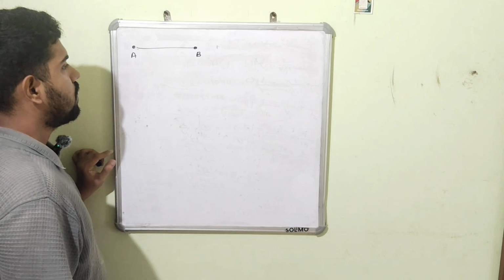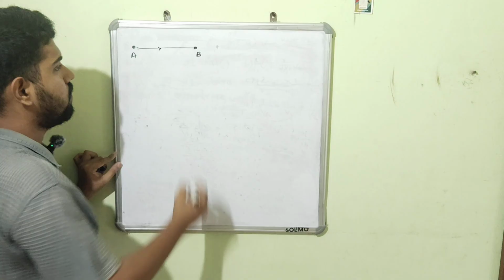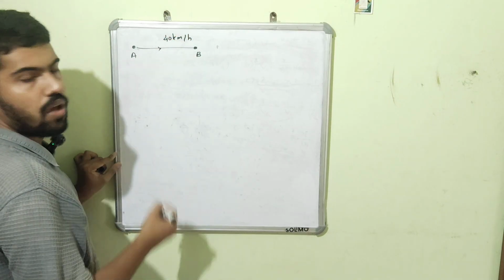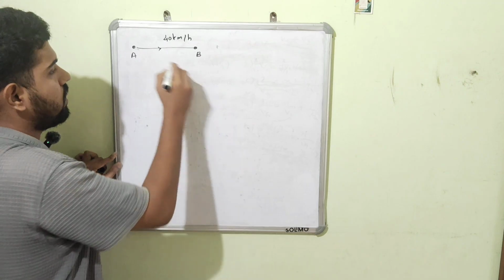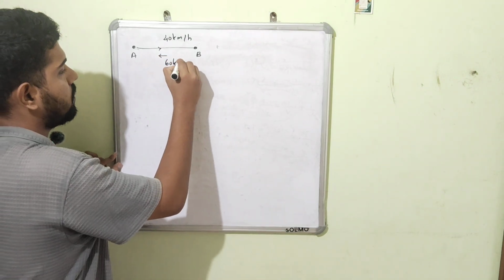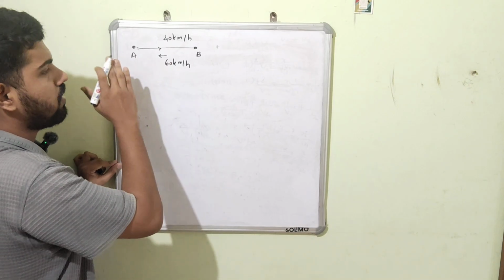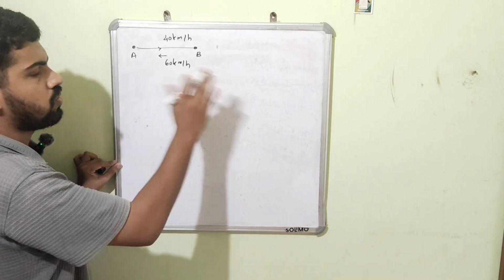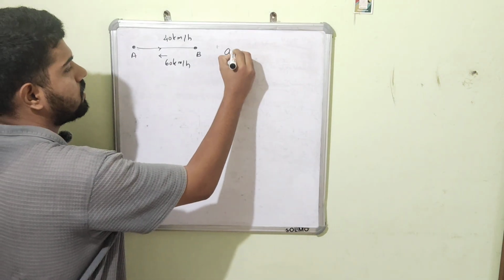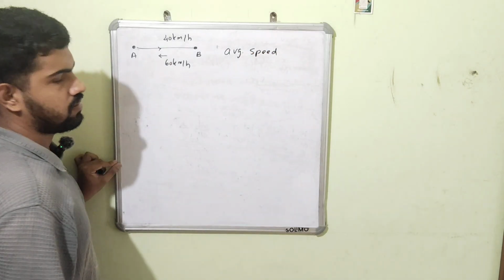Hi, here we have a body which is going from A to B with a speed of 40 km per hour. After reaching B, the same body is returning back with a speed of 60 km per hour. Okay, so this body is covering equal distance in two journeys. So we have to find the average speed in this case.